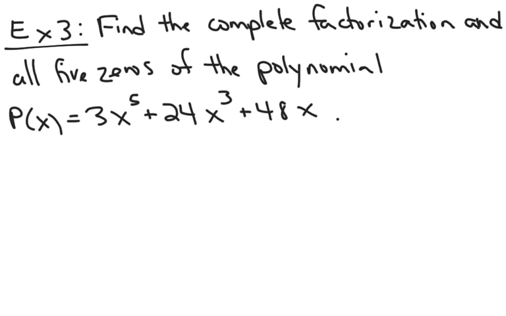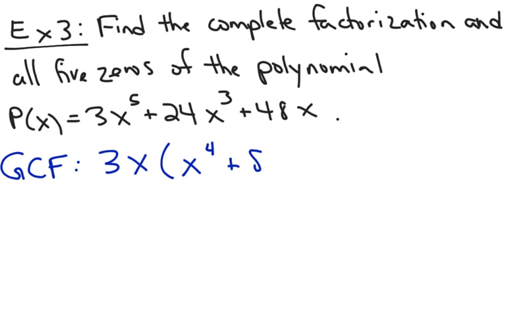So we're going to attack this problem in a little bit different way. I'm going to start by factoring it the old-fashioned way, which is, what's the greatest common factor? The greatest common factor that goes into all three terms is 3x. When I divide everything by 3x, I'm left with x to the 4th plus 8x squared plus 16. No, 16 on the nose, sorry.